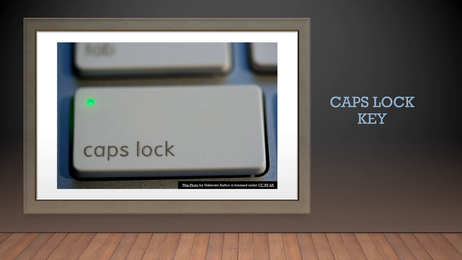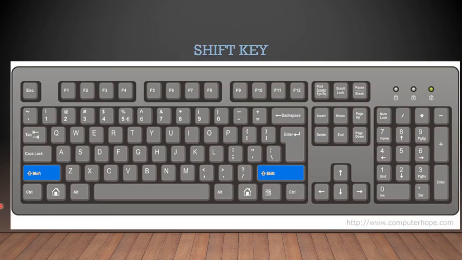Okay. This is a shift key, student. This is the shift key. There are two shift keys. You can see in the picture, there are two shift keys on the keyboard. It is used along with other keys. This is used along with other keys means we use this key with another key.